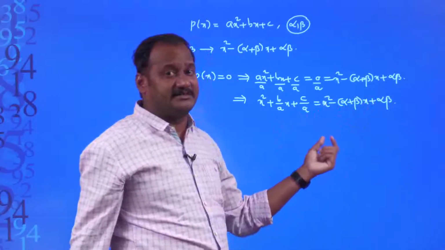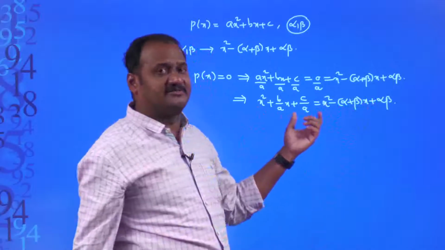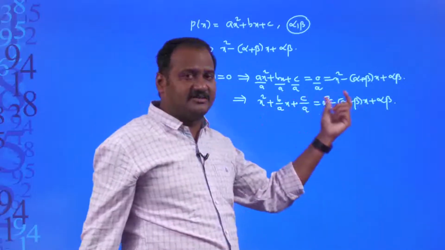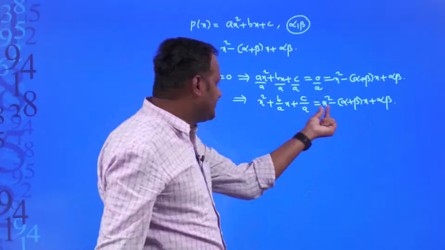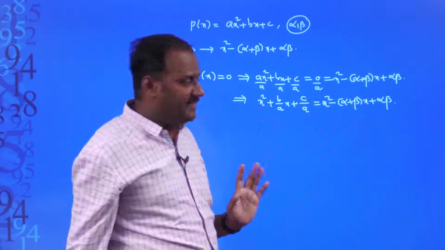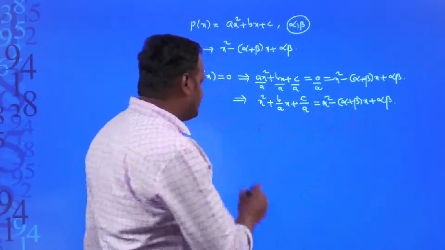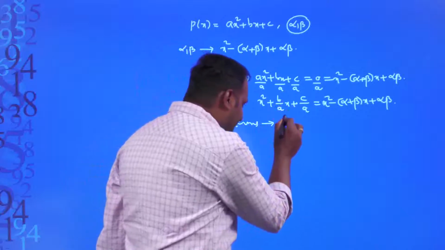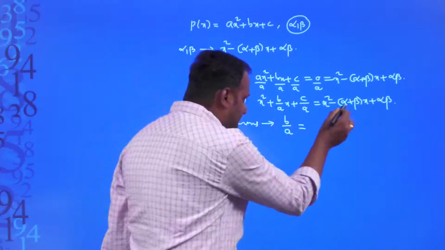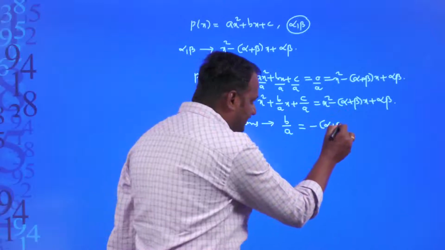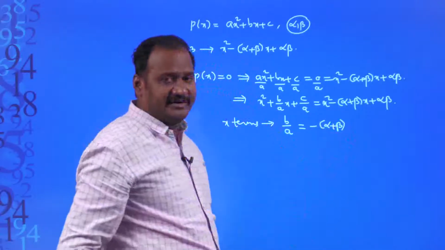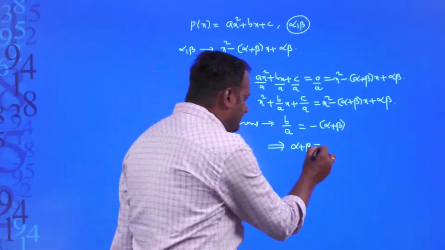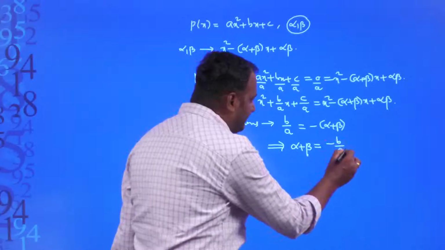two second degree polynomials are same, then their corresponding terms are same. Corresponding terms means x square term is equal to x square term, x term is equal to x term, constant is equal to constant. See here, x square is equal to x square, they are same already, and comparing x term to x term. Here the x term is b by a. Here the x term is minus of alpha plus beta, right. So b by a is equal to minus of alpha plus beta. Here I can say that the value of alpha plus beta is equal to minus b divided by a.